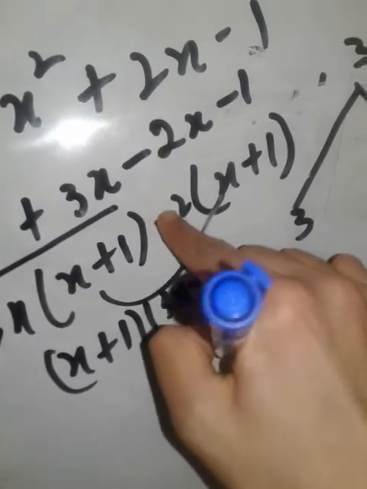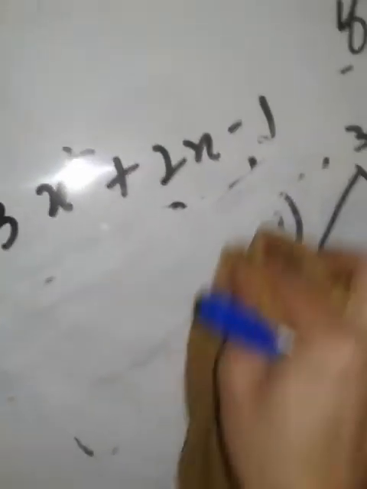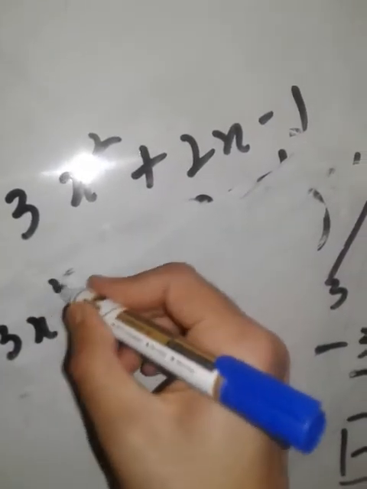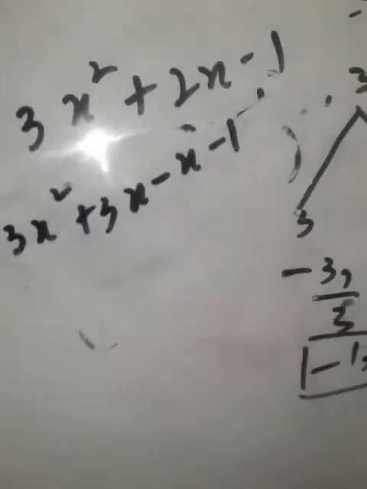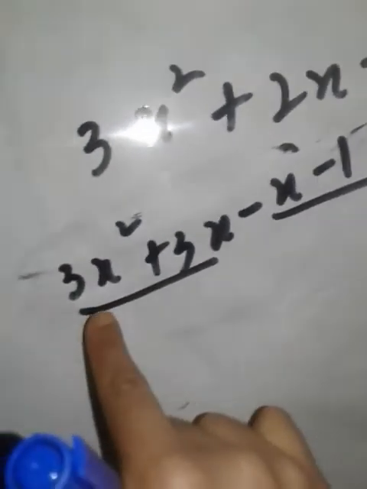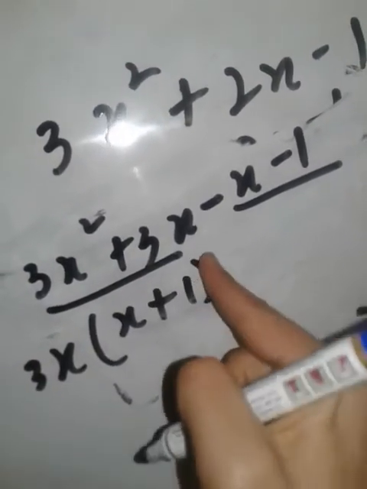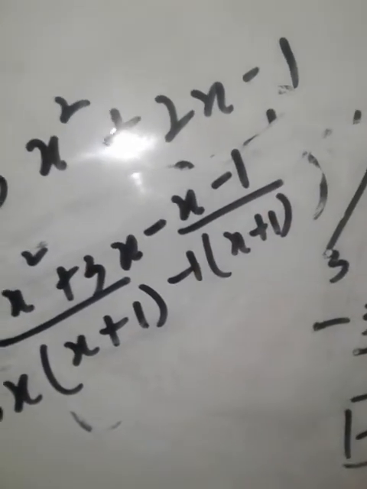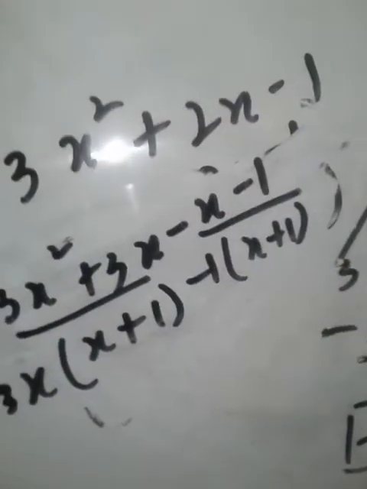Sorry, here it is minus 1. I'm sorry, we will do it again. This is 3 into minus 1, minus 3. This is 3x square plus 3x minus x minus 1. 3x minus x is 2x, you know it. So this is one pair, this is one pair. Take 3x outside, this is x plus 1. Take minus 1 outside, this is x plus 1. You know this method very well. You have practiced many questions for this method.